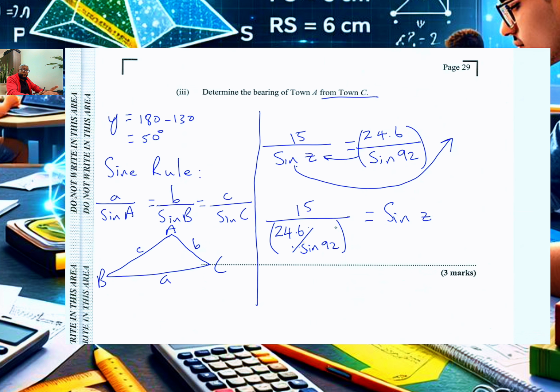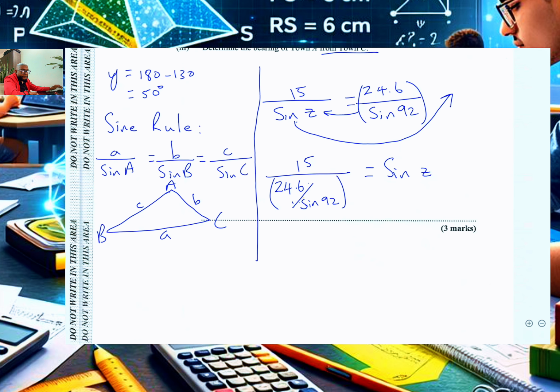Okay? So, I want somebody to work out this sum. You're punching on your calculator, 15, press the division sign, try there. So when you work out 15 divided by 24.6 divided by sine 92, you put in brackets everywhere. So you will get 0.609, right? I put it at 3 decimal places because we actually have to find sine -1 of that.